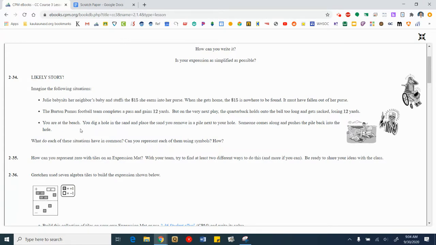You're at the beach. You dig a hole in the sand and place the sand you remove in a pile next to your hole. Someone comes along and pushes the pile back into the hole. What do each of these situations have in common? Can you represent each of them using symbols? How? Pause and take a couple seconds to think about that.